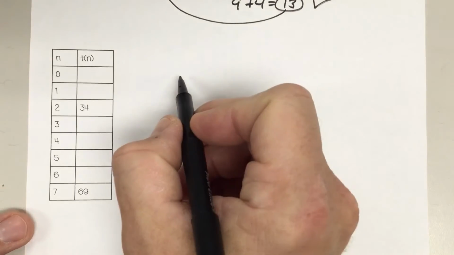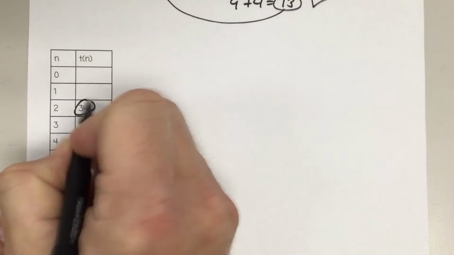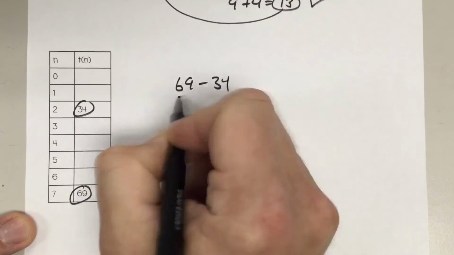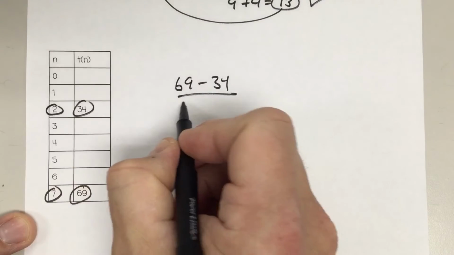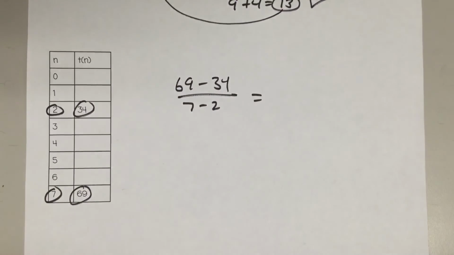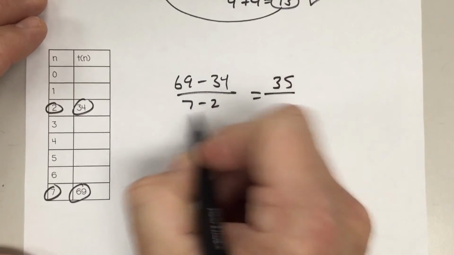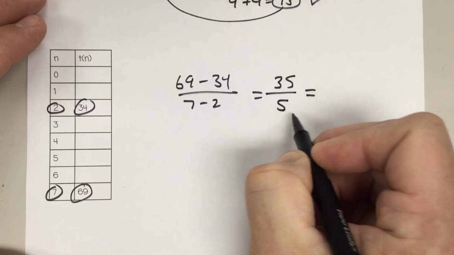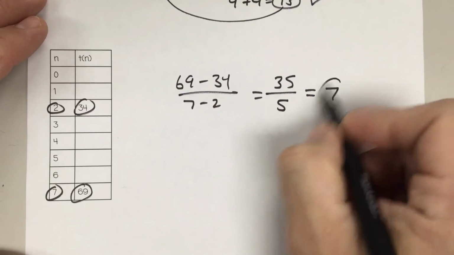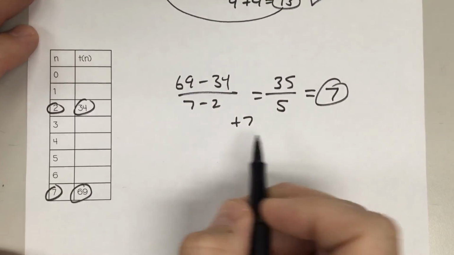And the last one, again, I'm going to subtract 69 minus 34 and 7 minus 2. So 69 minus 34 is 35, and 7 minus 2 is 5. 35 divided by 5 is 7. So my change is plus 7.